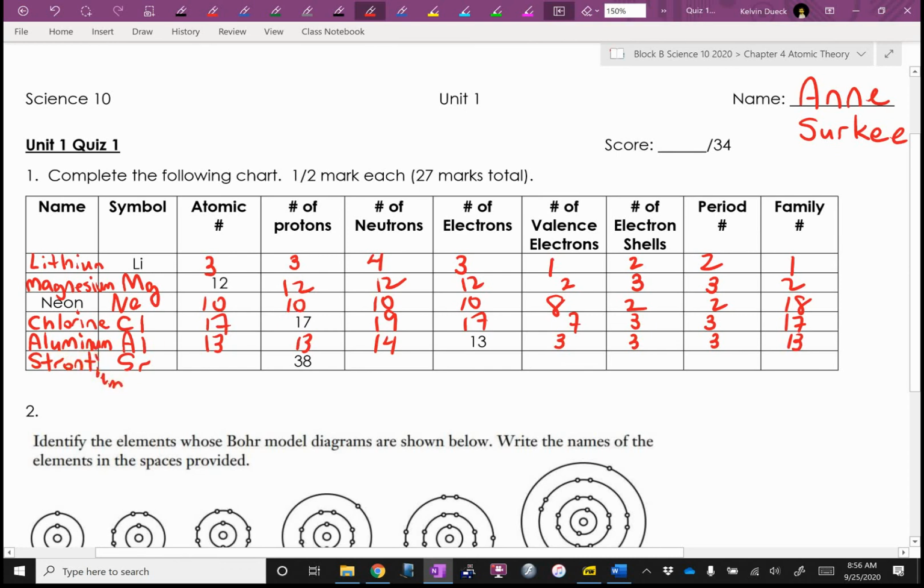Strontium. Atomic number 38. 38 electrons. I have no idea what the neutrons are. Is that a question, Oren, or a stretch? Okay. Actually, I do have a question. I forgot my glasses again, but what does it say for number of protons for aluminum? Aluminum, number of protons, 13. Number of neutrons, 14.